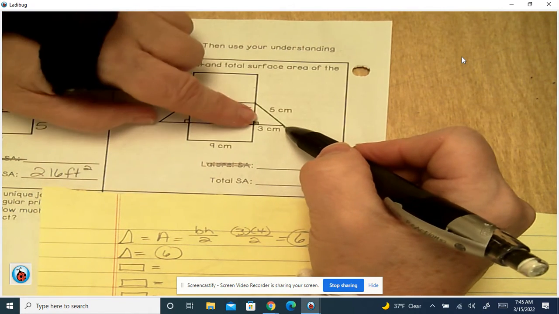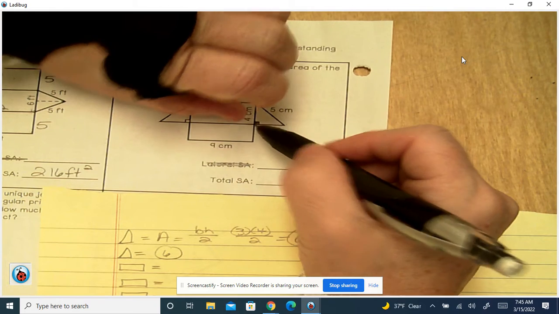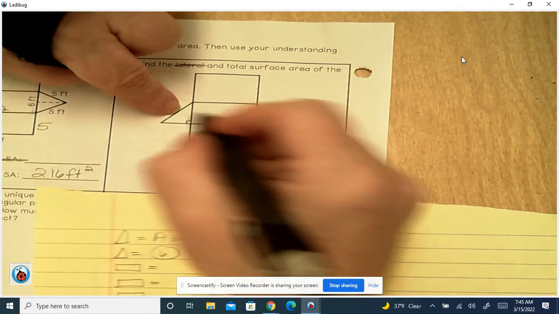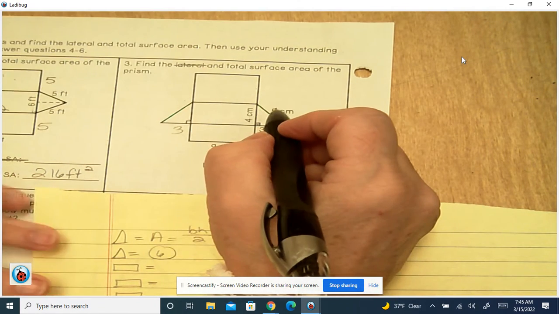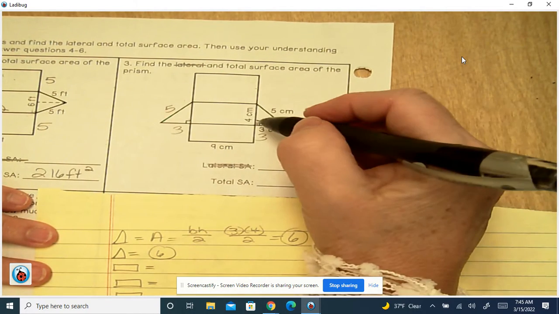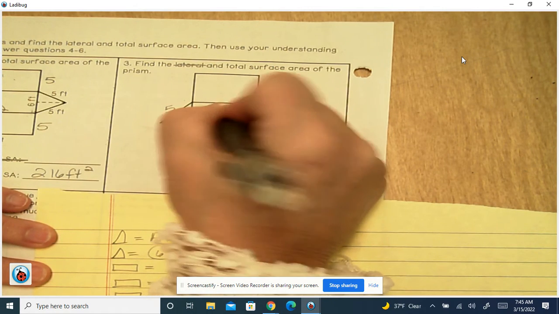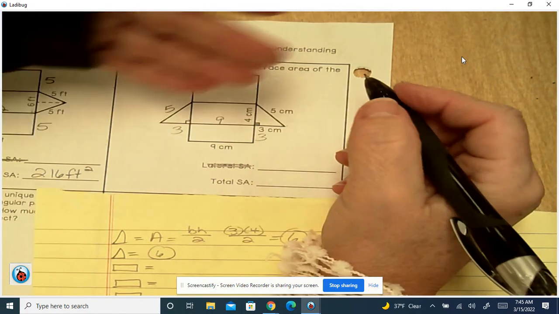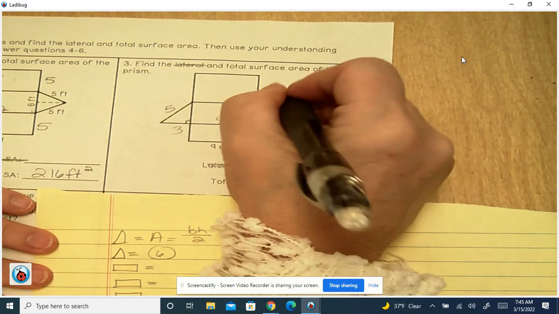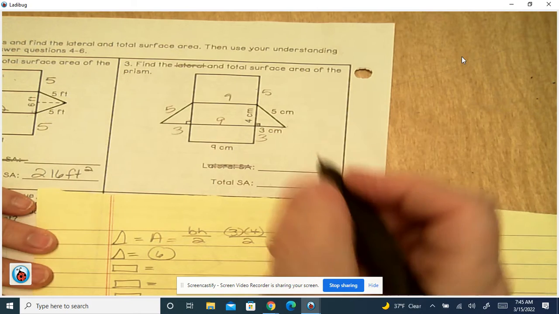Okay, here's the other piece. If we pull this rectangle and triangle up, they meet. So this one's 3. That makes this 3. If this is 5, then this is 5. This is 9. This is 9. You pull that up. That one's going to be 5 and 9.